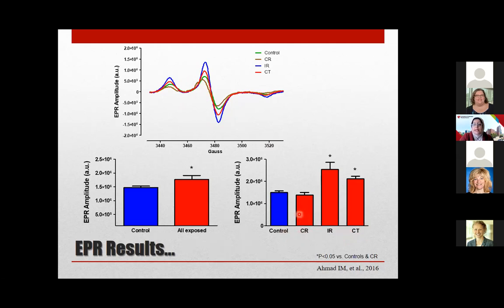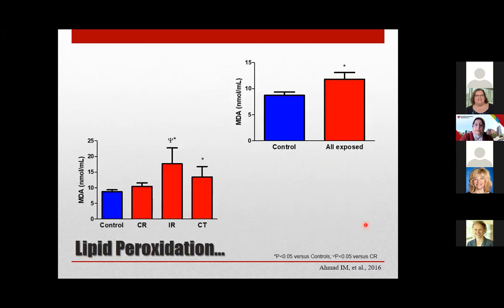However, we did not see any significant changes between the CR and control, and the same between the IR and the CT. And then we measured the plasma lipid peroxidation. As you can see, we see a significant increase in the lipid peroxidation in radiation-exposed workers compared to the control, with a more noticeable effect in IR and CT as compared to the control and CR, where we did not see any changes between control and CR, as well as no differences between IR and CT.